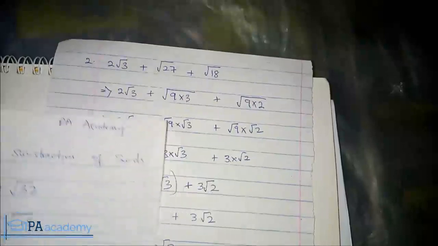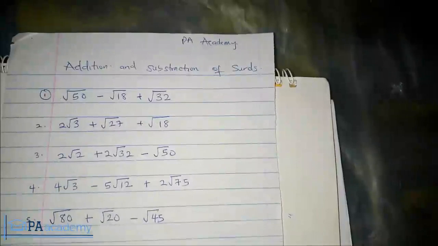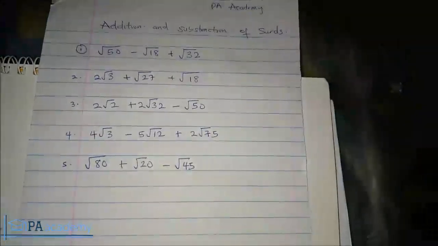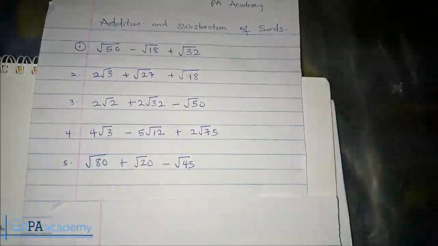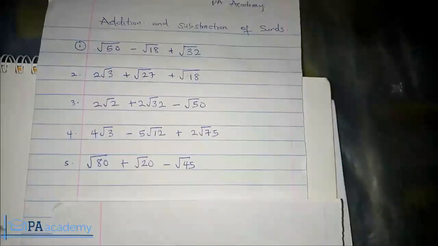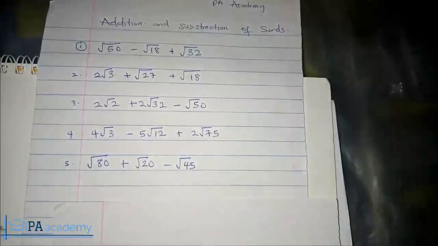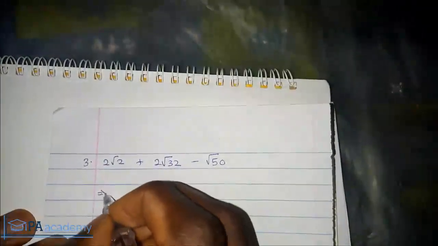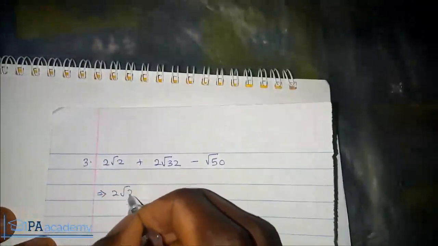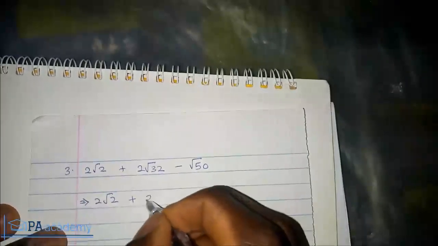So let's go to number 3. So question number 3 says, 2 root 2 plus 2 root 32 minus root 50. So let's start with this. So 2 root 2, we have it as 2 root 2 plus 2.